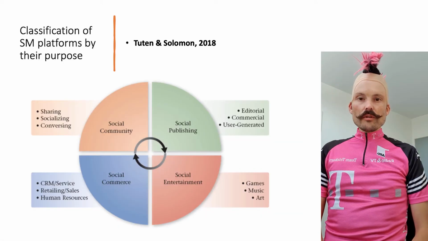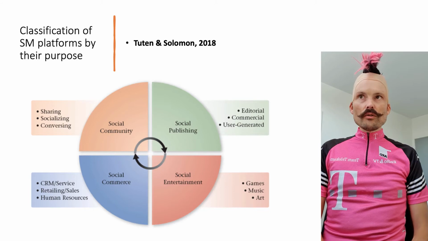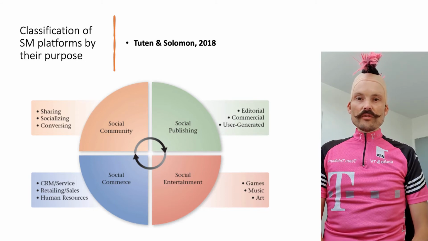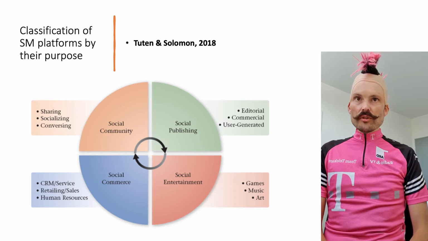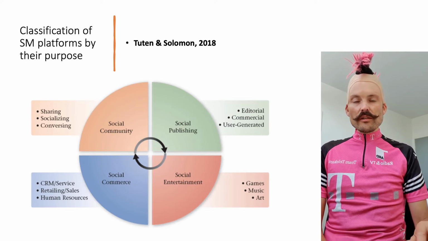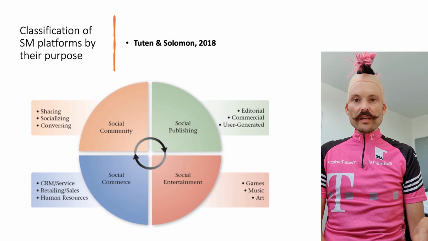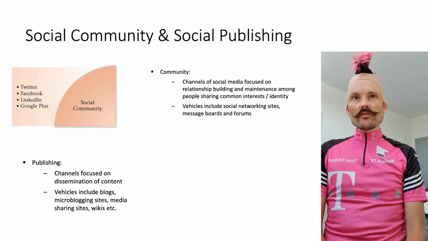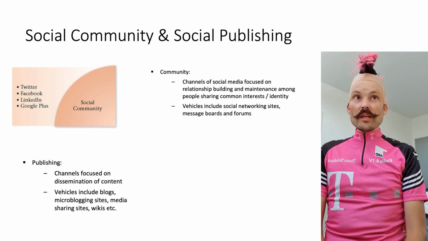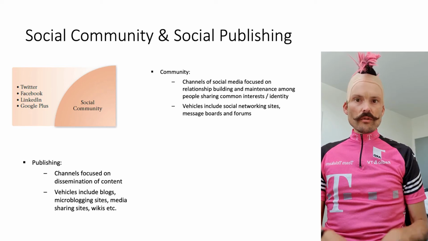Now, Tracy Tuten gives a fairly good overview of how we can classify different social media platforms in her 2018 social media marketing book, dividing it up into social community, social publishing, social commerce, and social entertainment. So let's have a look at these four categories in a bit more detail. Firstly, social community sites are sites that are based on building and maintaining relationships amongst people that have common interests or have stuff in common.